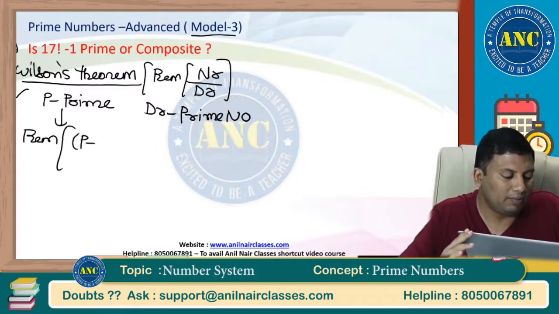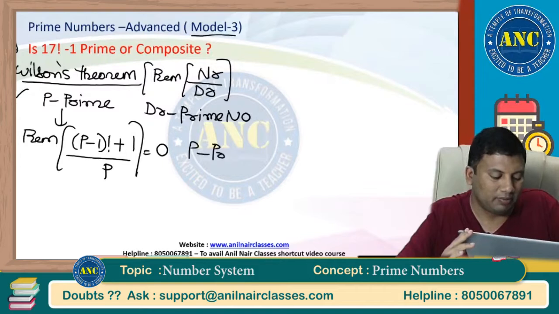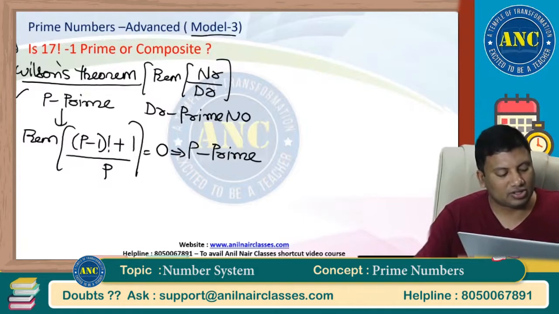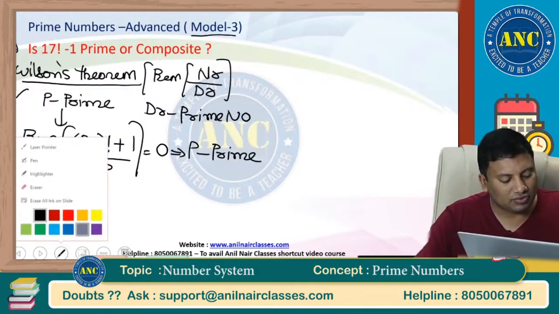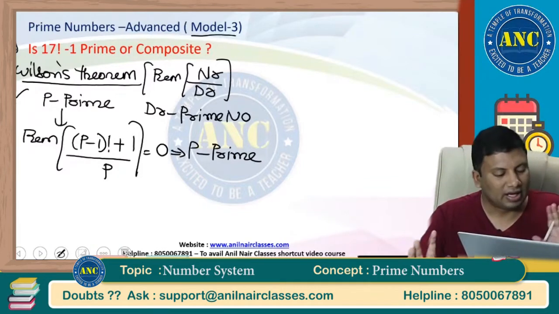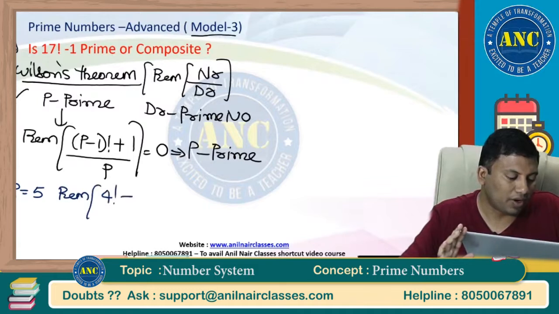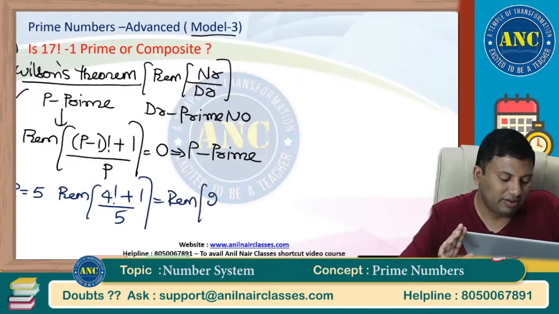The remainder when p minus 1 factorial plus 1 is divided by p is 0 when p is a prime number. Now see here, based upon this, you can take some examples. P is 5. This is nothing but 4 factorial plus 1, 24 plus 1, 25. 25 divided by 5, the remainder is nothing but 0.